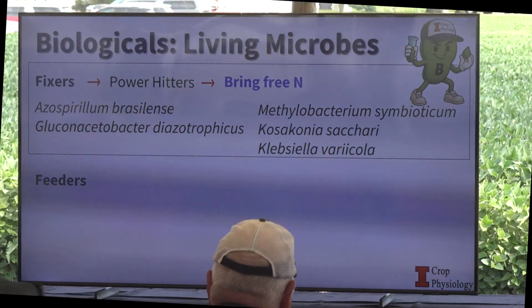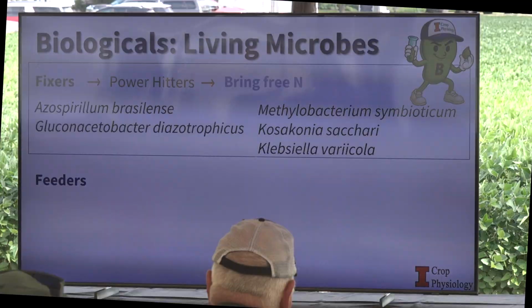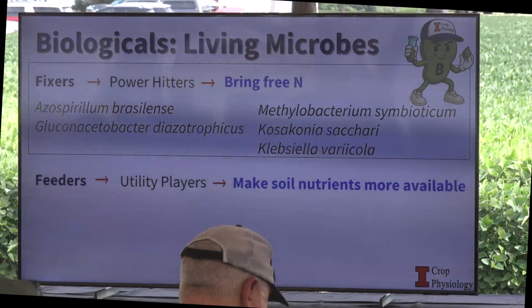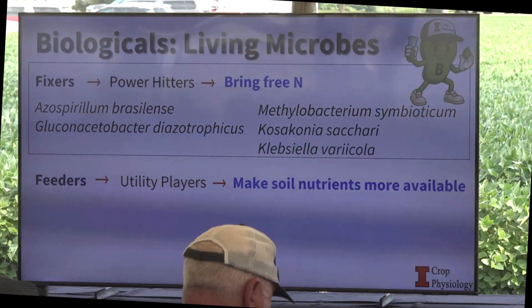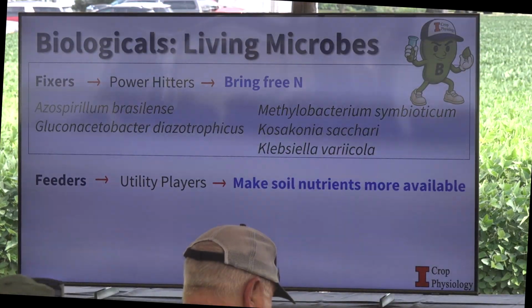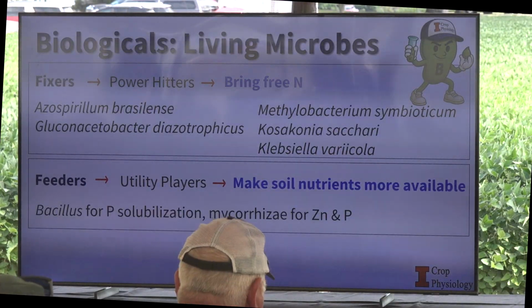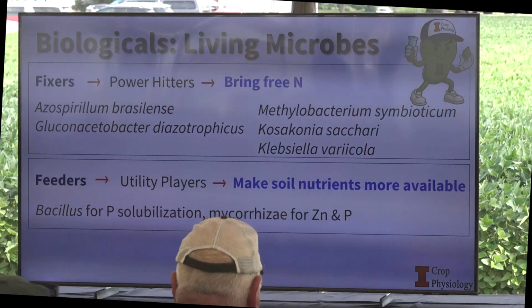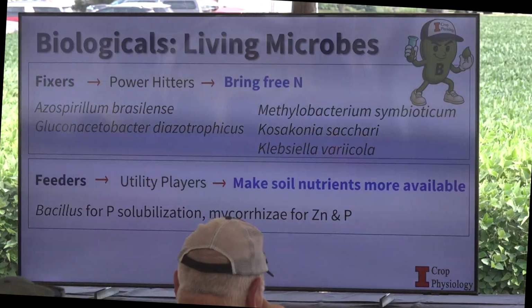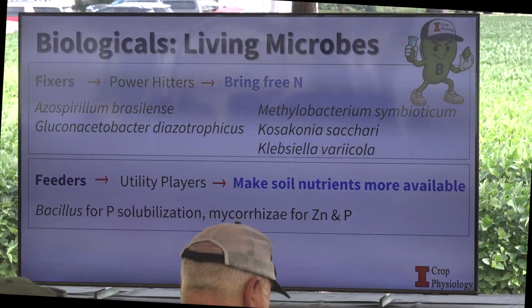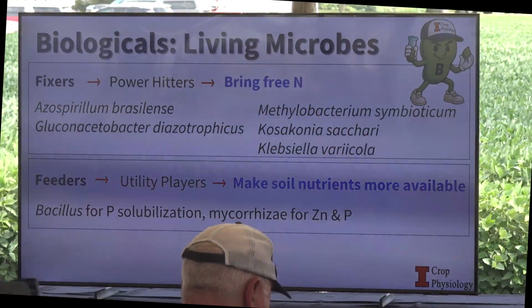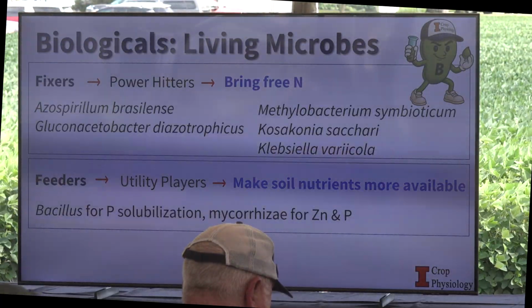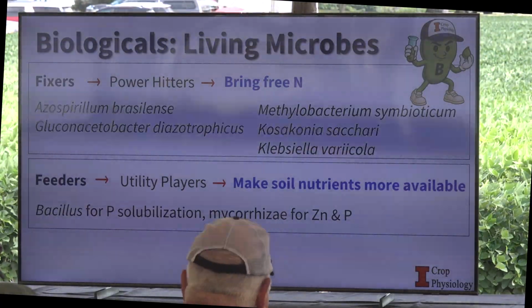The second group we have are the feeders. In our analogy, they are the utility players. They are responsible for making nutrients more available in the soil to the plants. Here we have Bacillus, for example. If you see this name as a first name on a label, you can think that this guy is there in the soil supporting the plant and making, for example, phosphorus available. So these are the feeders.